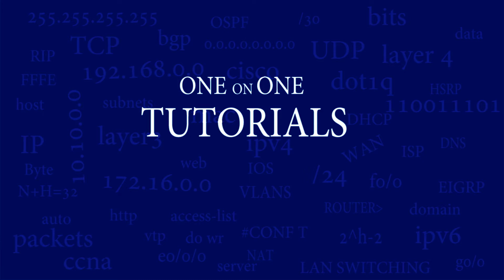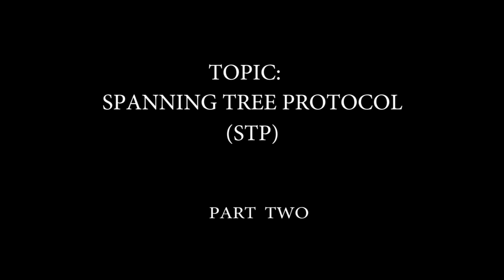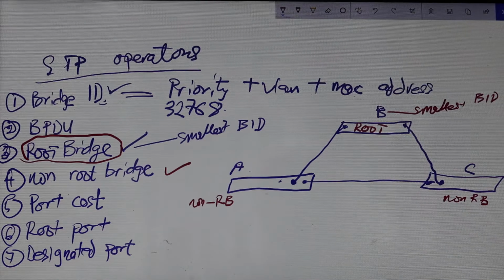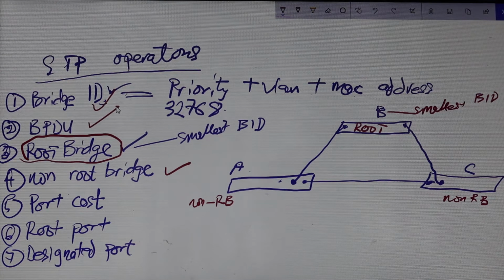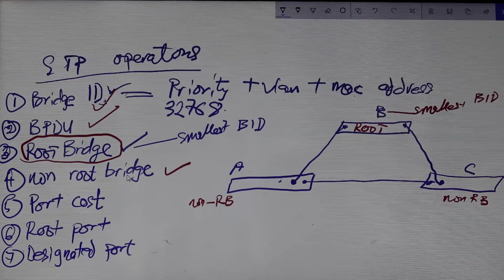Today our topic is Spanning Tree Protocol, STP. So now you can explain bridge ID. You know what BPDUs are. You know root bridge. And you know non-root bridge. What about port cost?